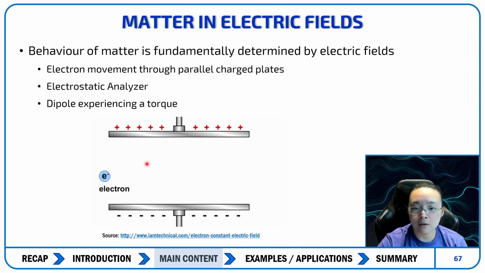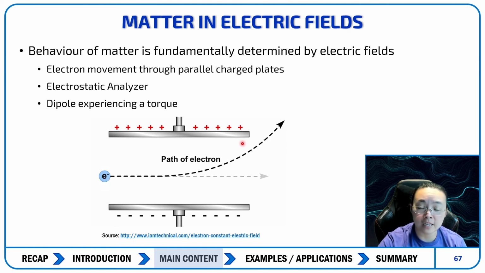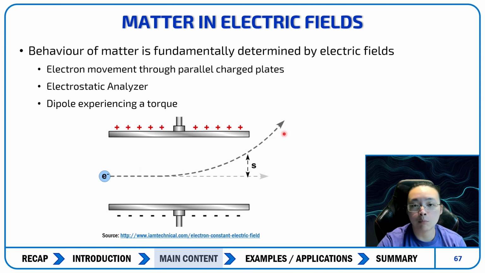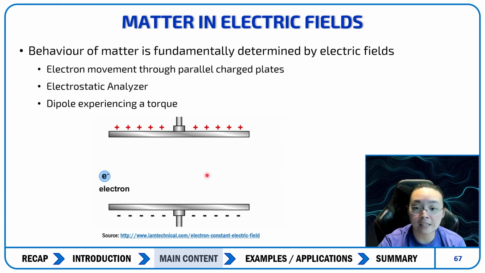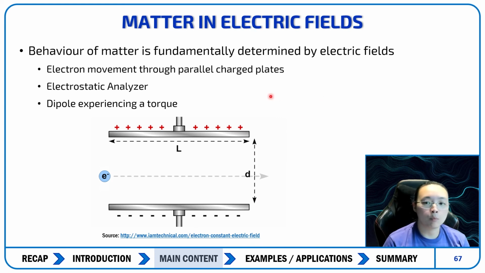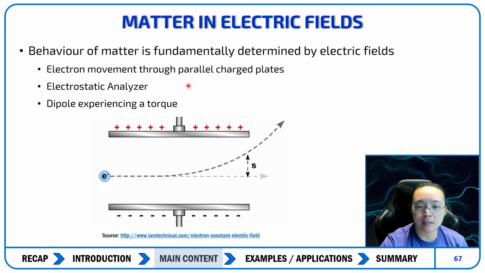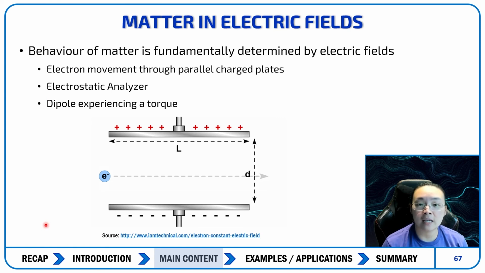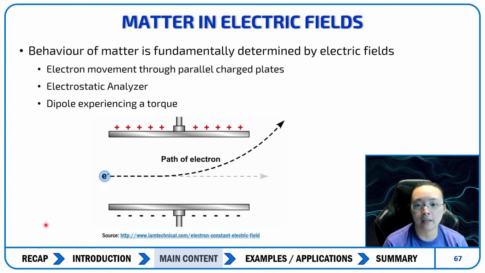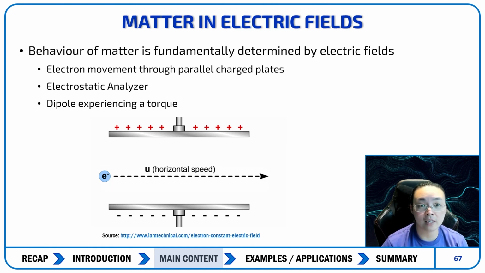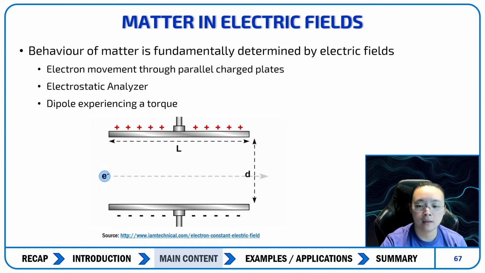As it enters here, the electron, which is negatively charged, is going to be more attracted to the positively charged plate. So it's going to go across and then move upwards more and more until it exits the parallel charged plates on an angle. Where can this be applied? It can be applied in electrostatic analyzers, and also the behavior of matter, specifically dipoles, will experience a torque or some sort of spin if it's in an electric field. So just some things to keep in mind as to how electric fields can affect the behavior and motion of matter.